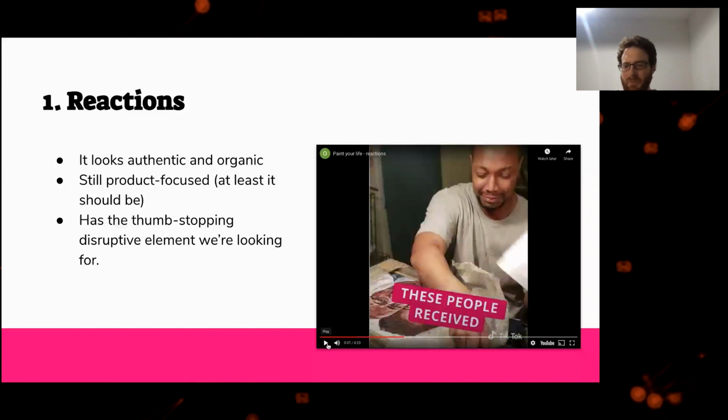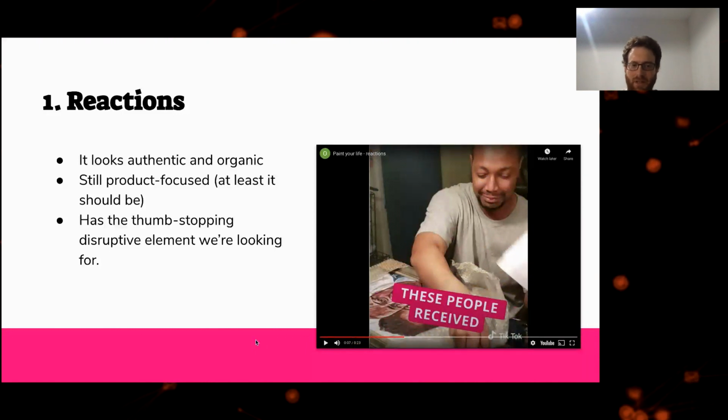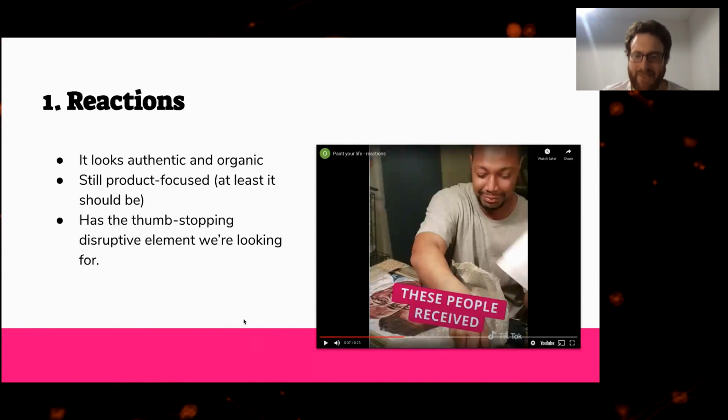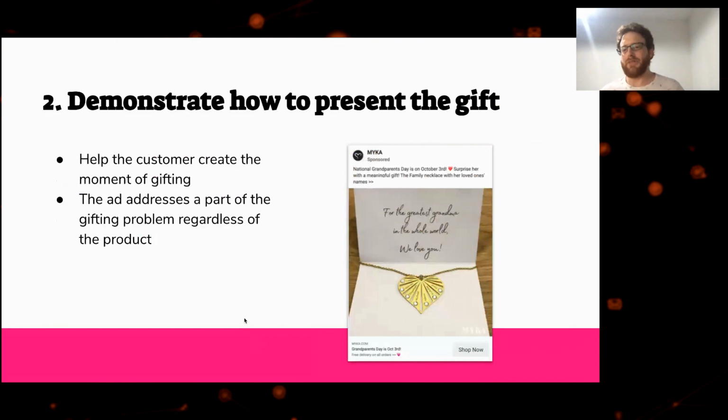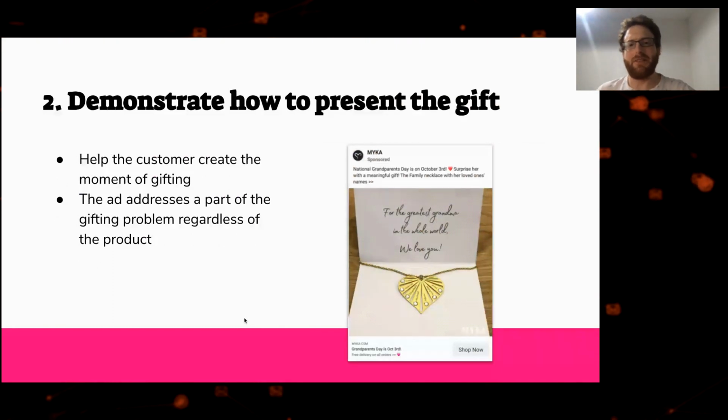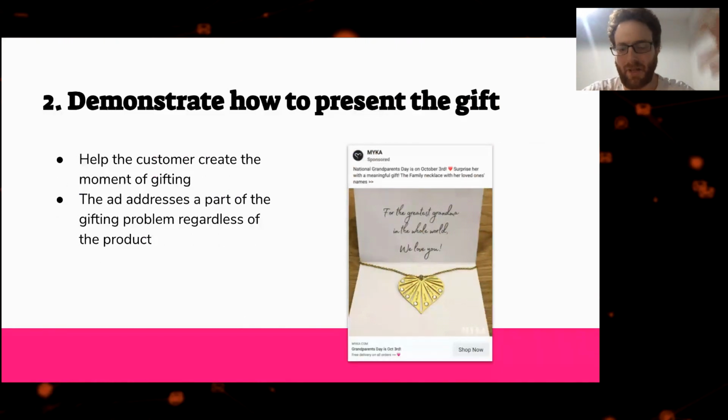So basically, they do these montages of reactions, and we do the same. We have our versions of it, and it always picks up during Q4 and the gifting seasons, like Mother's Day for us. The second type of creatives that I want to show you is creatives that demonstrate how to present the gift, how to show it to the gift receiver.